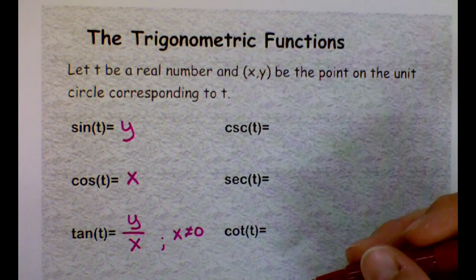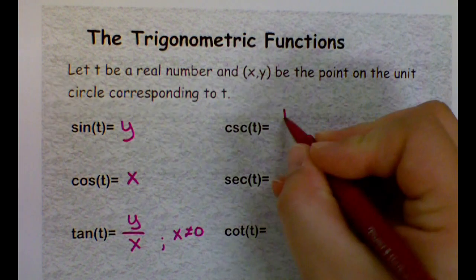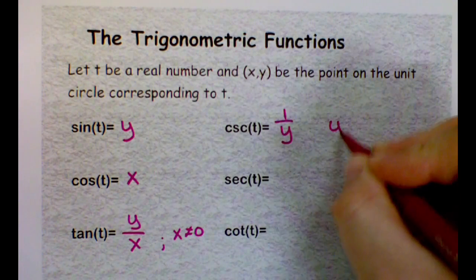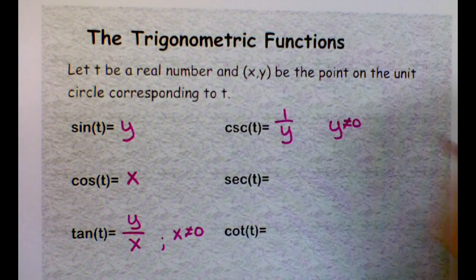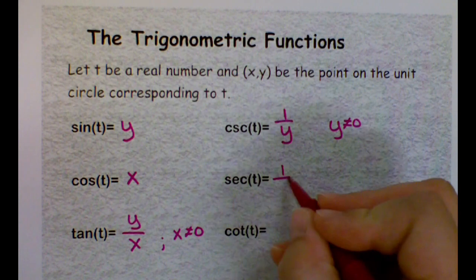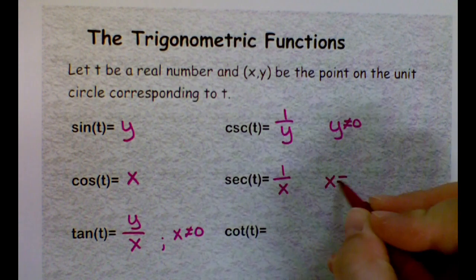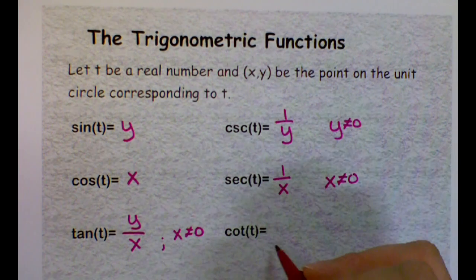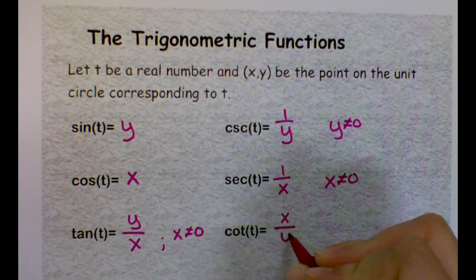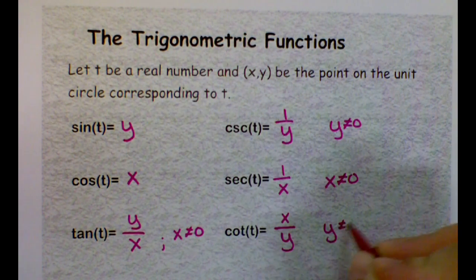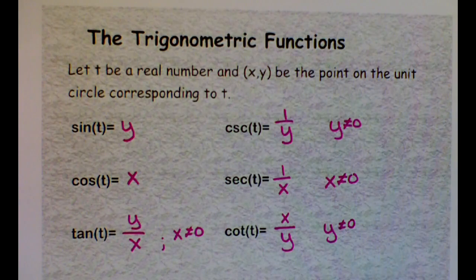The other three, remember, are just the reciprocals. So the reciprocal of y is 1 over y. This one we have to specify. y can't be 0, though. Secant then is 1 over x. Again, x cannot be 0 here. And cotangent would be x over y. And again, y can't be 0 on that one.